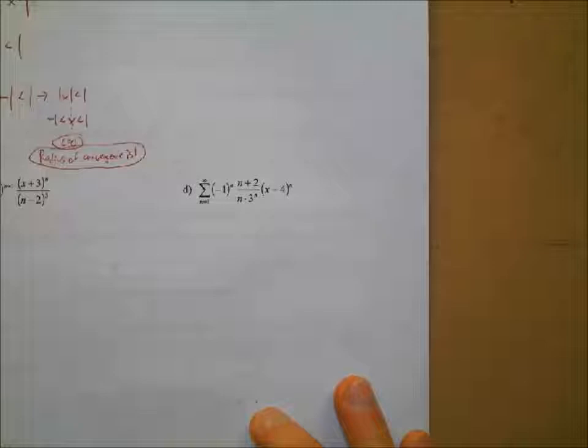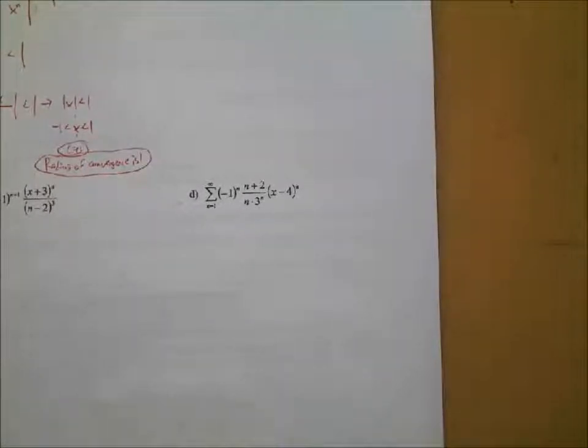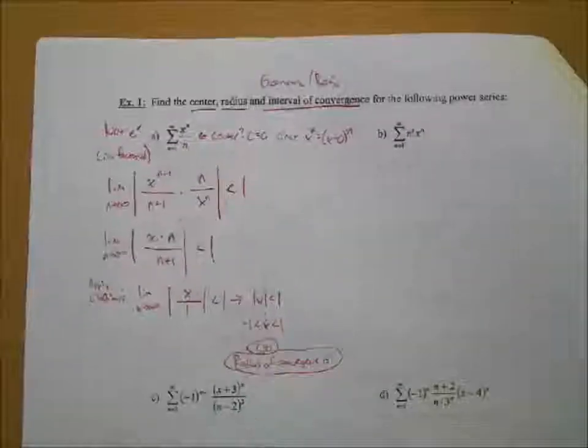And for letter D, what's our center going to be there? 4. Yeah, it's going to be 4. It's the only one that's just x, and an x minus 4, so +4 will be our center there, okay? So those you can quickly see. Does that make more sense now, Carrie? You got that? Good.